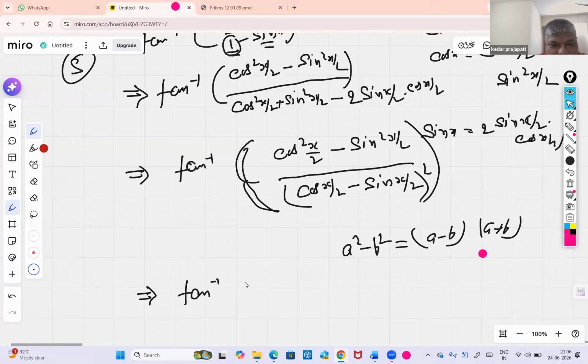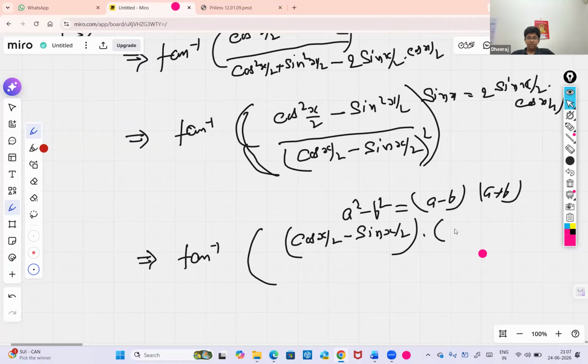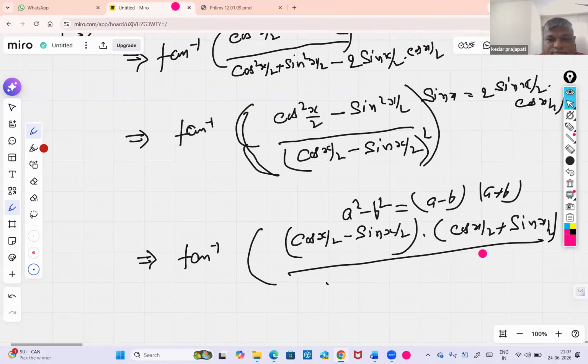Even though it is difficult, sometimes it comes for 2 marks, sometimes for 1 mark also. Now it will be (cos x by 2 minus sin x by 2) into (cos x by 2 plus sin x by 2), divided by (cos x by 2 minus sin x by 2) whole square.